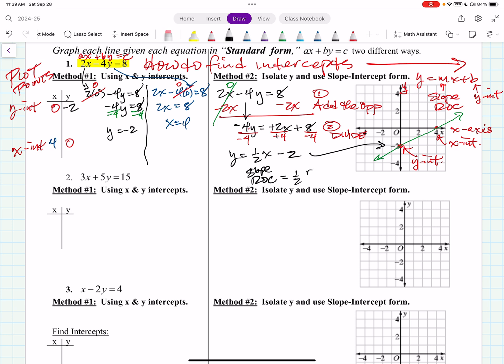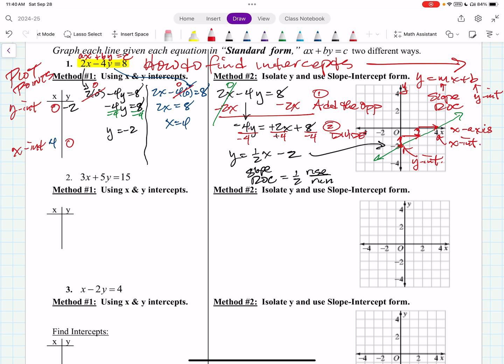Okay? And that's also called rise over run. It's called the slope, it's called the rate of change, it's rise over run. And you see that up here. You can see the slope. You go up 1, right 2, up 1, right 2. Or you can go up 2, right 4. You can do that too.